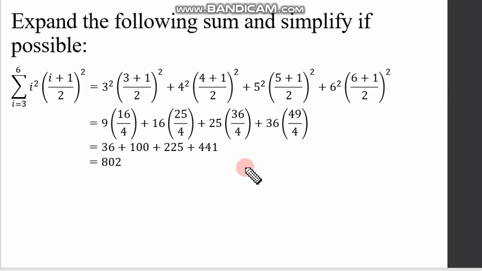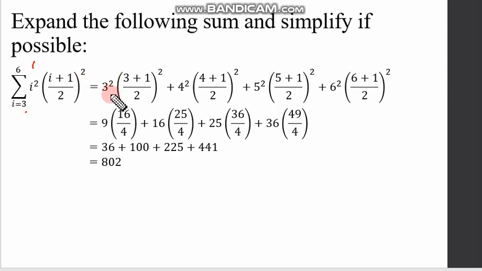Another example, the summation of i squared times the quantity i plus 1 over 2 squared, from i equals 3 to 6. Notice that we started at i equals 3, in which case we cannot apply the formula for i squared or for i. Therefore, we will add it manually since it's very easy, because we started at 3 and ended at 6. So that's 4 terms in a row.